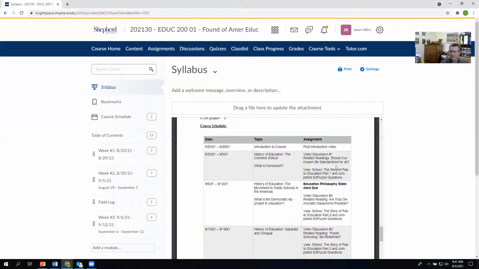It's your philosophy statement. It's not mine. So as long as it's a well thought out statement and kind of gives me an idea of why you want to be a teacher, you'll be good to go. Of course, make sure that it's grammatically correct.